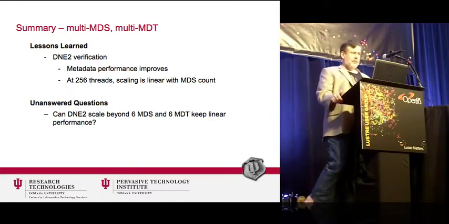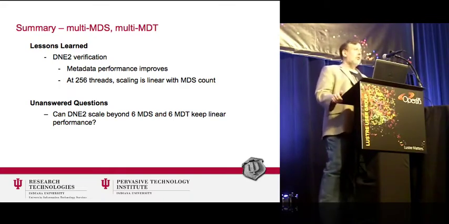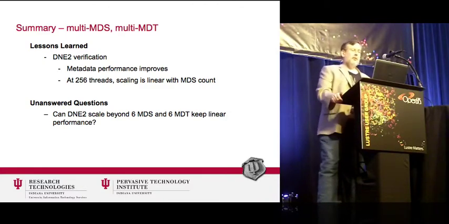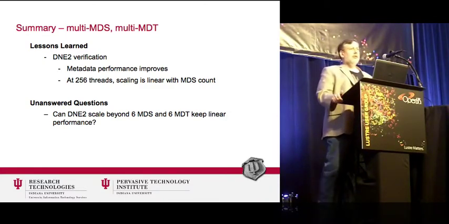So again, metadata performance improves as you increase MDSs and MDTs. But can we scale beyond this? If you look at the line, if we were to continue adding MDSs, we could crack a million, maybe even with an additional MDS.